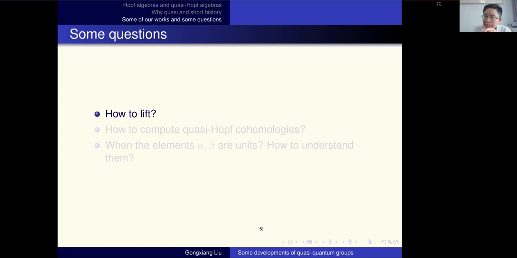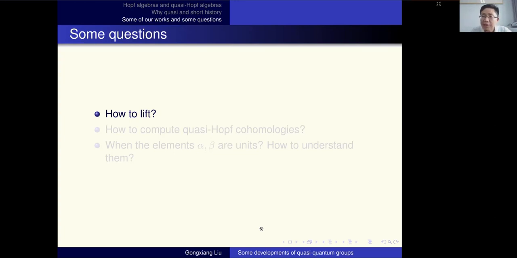So at the moment, maybe we can find an idea. Maybe we can try an idea to solve this problem. Anyway, I have to say, at the moment, we don't know how to lift the Drinfeld associator.